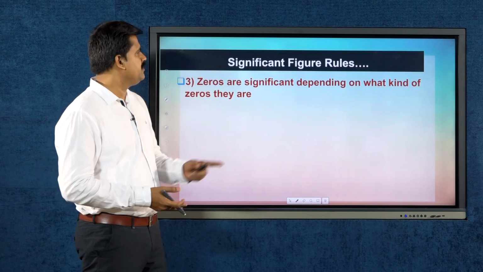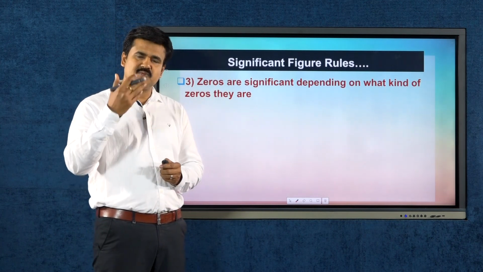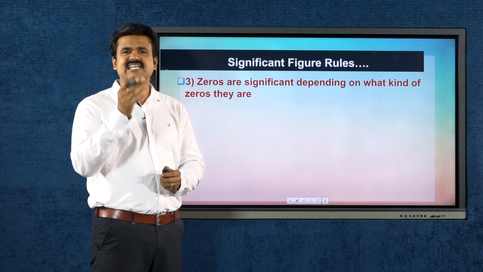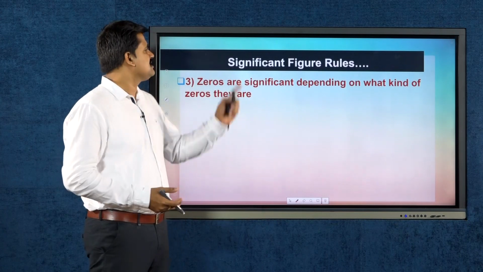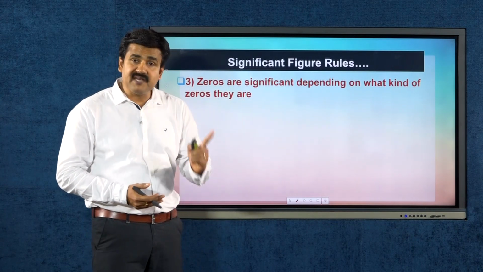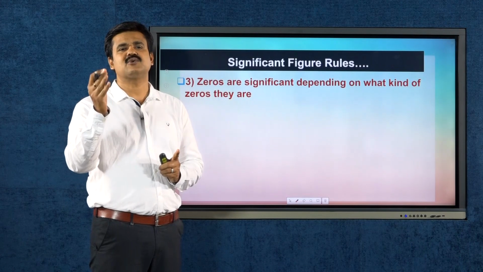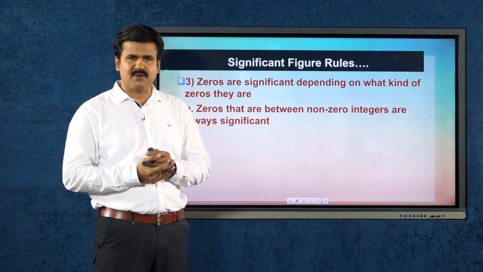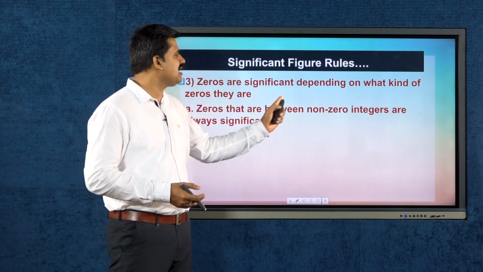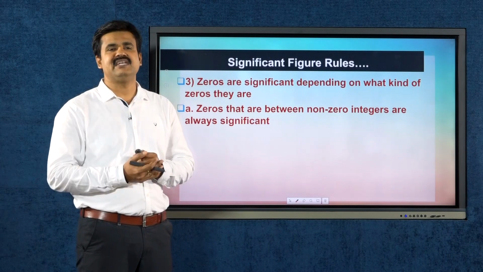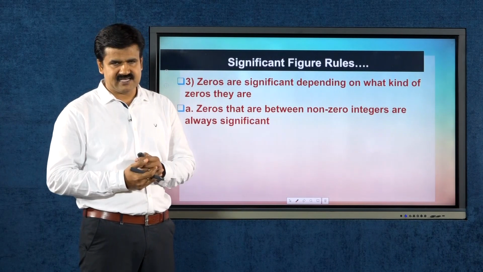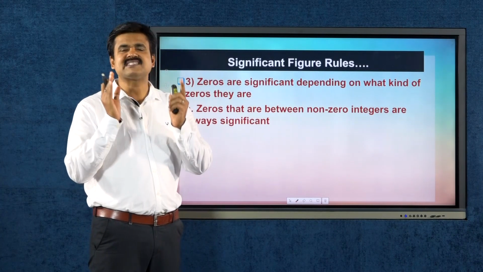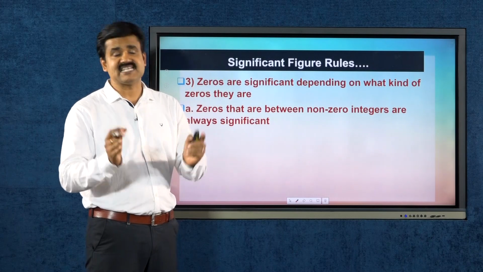Now, the third rule, and there are many subsets for the third rule, is about the significant nature of zeros. Zeros are significant depending on what kind of zeros you have. So, look at the first sub-rule. Zeros that are between non-zero integers are always significant. Remember, zeros that are between non-zero integers are always significant.